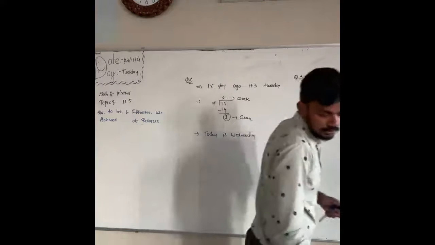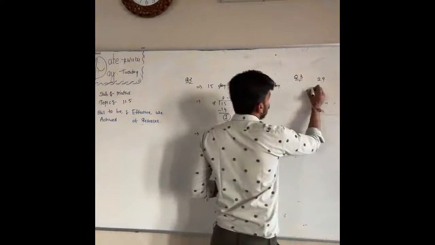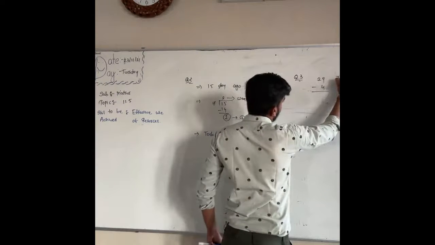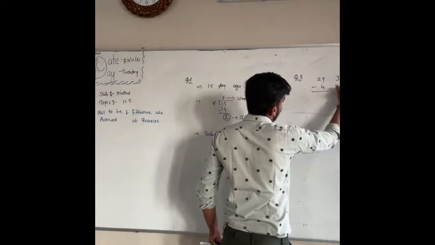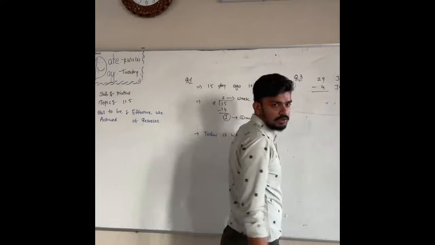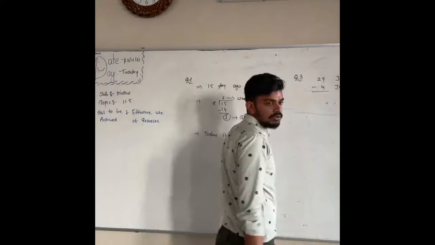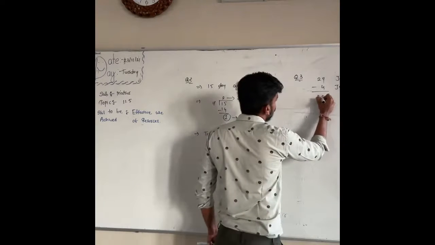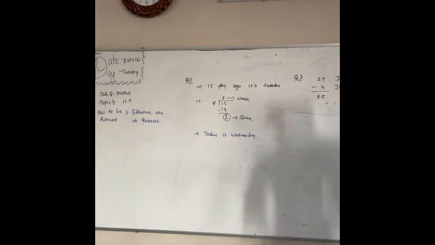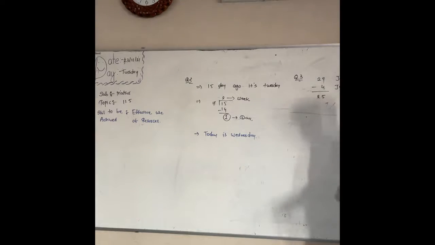That is 29 minus 4, and that is 4 Jan. If you do the subtraction of this, then you can find out the days. How many days are there? 25. So after 25 days, what day it would be, that you have to find.